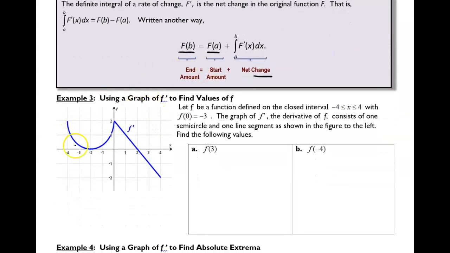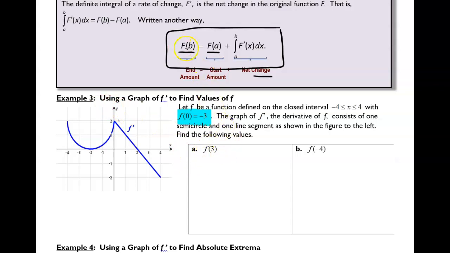For example, we're given a graph of f prime here, and f is defined on the interval from -4 to 4, and we only know this one point, f of 0 equals -3. That's the only point we know. Here's the graph of f prime, the derivative of f, and we're going to work backwards to figure out what f of 3 and f of -4 are. We can't figure out the whole function f, but we do have this formula up here.